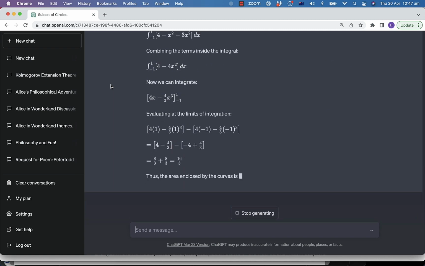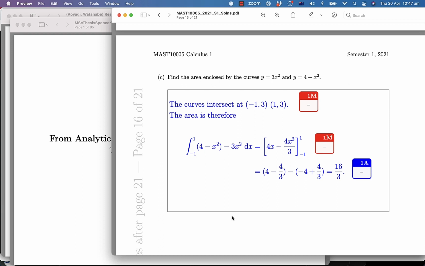Yeah, that's what he called me basically. 16 on 3. Perfect. 3 marks. Nice. Awesome. 3 out of 3.